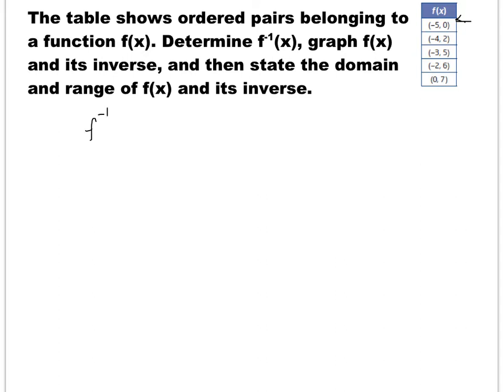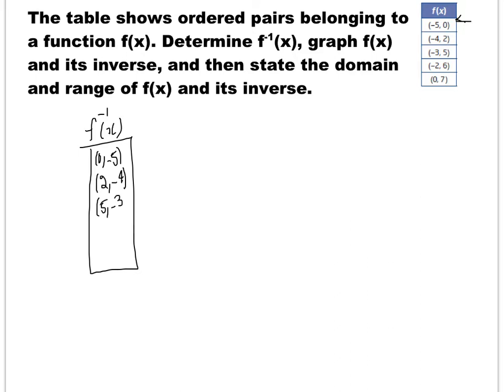Based on the definition of the inverse function, the inverse function becomes 0 and negative 5. Remember, if f of a is equal to b, f minus 1 of b is equal to a. So f minus 1 of 2 gives you negative 4, 5 gives you negative 3, 6 gives you 2, and 7 gives you 0. You just switch x and y. This is going to be your inverse function.